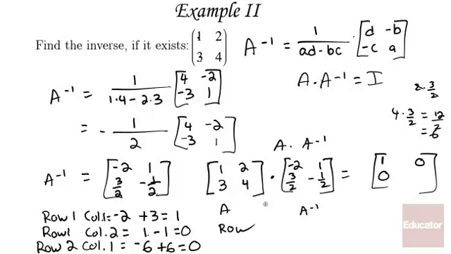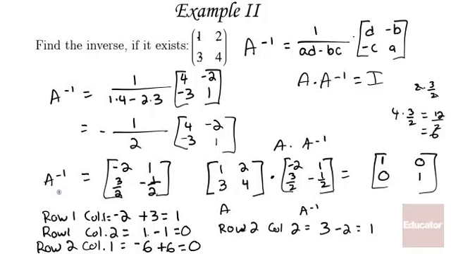Row 2, column 2, last position. 3 times 1 is 3. 4 times negative 1 half would be negative 4 halves, or negative 2. 3 minus 2 is 1. So you see, I actually did get the identity matrix.